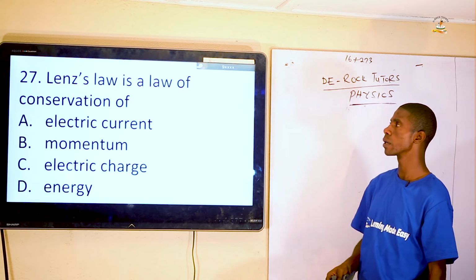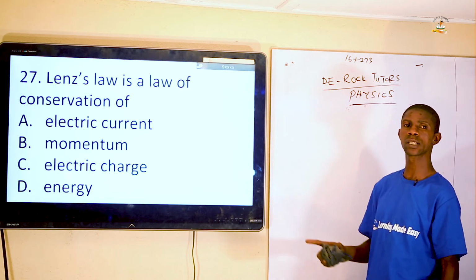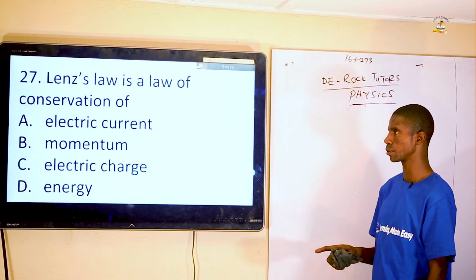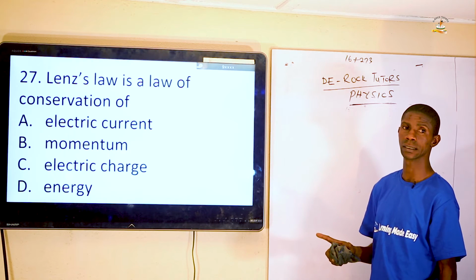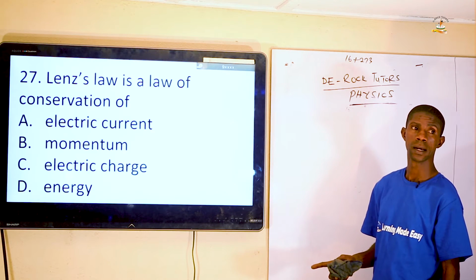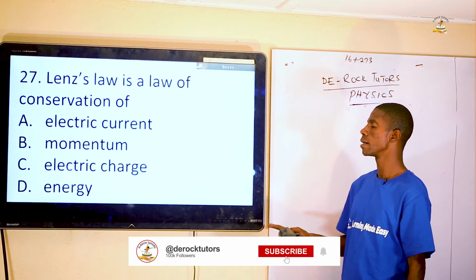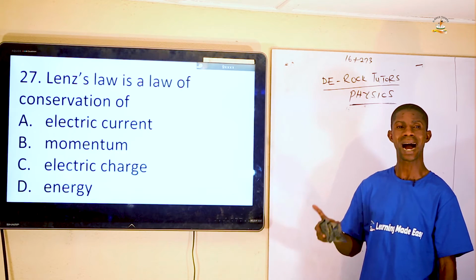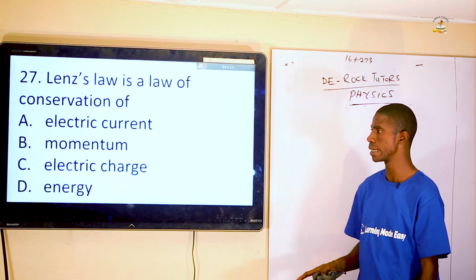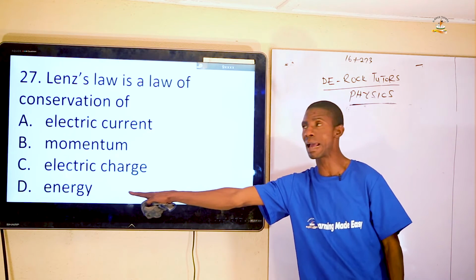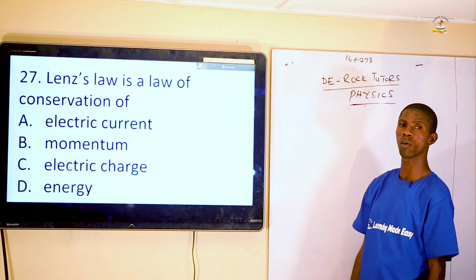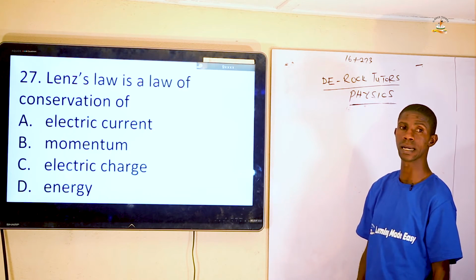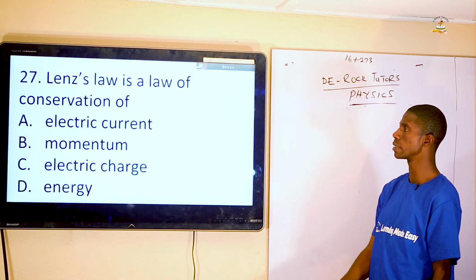Lenz's law is a law of what? Lenz's law is also known as Faraday's law of electromagnetic induction. So it's a conservation of energy, and it states that the electromotive force will change direction so as to oppose the change causing it. So the answer to that question is energy. Lenz's law is a law of conservation of energy, not electric current, not momentum, not electrical charge. So option D is the answer.